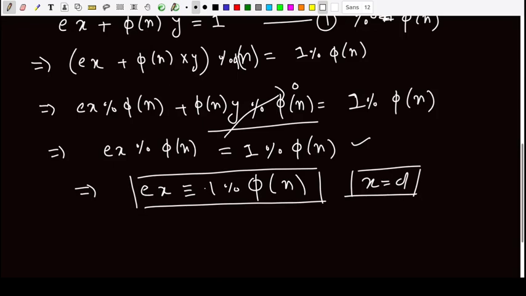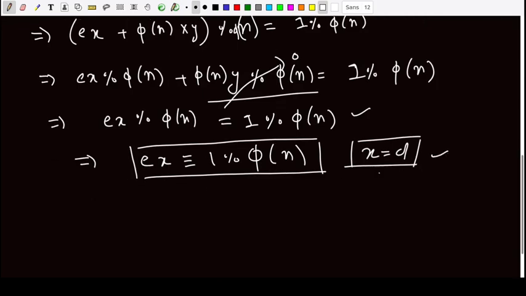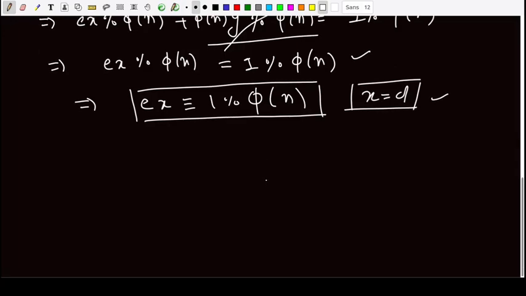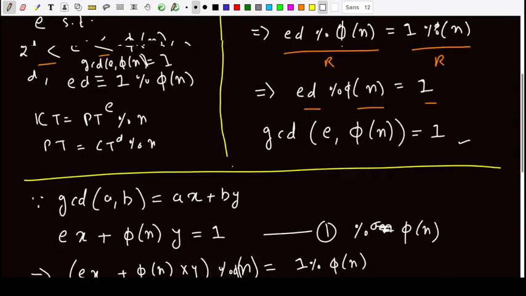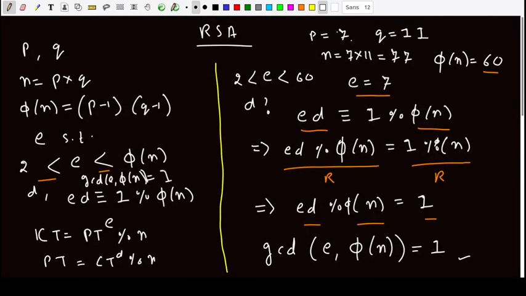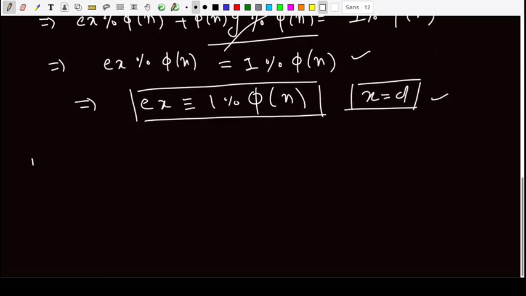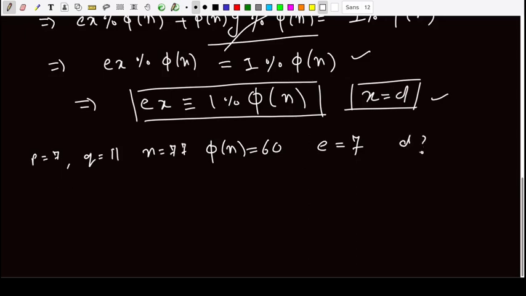Now how do we find the value of x, which is d? For that, we know that the extended Euclid algorithm can be used. Let me write down all the constructs which I have used here. So p equals 7, q equals 11, n equals 77, phi n equals 60, and e we have assumed to be 7. So now let us use the extended Euclid algorithm to find the value of d.